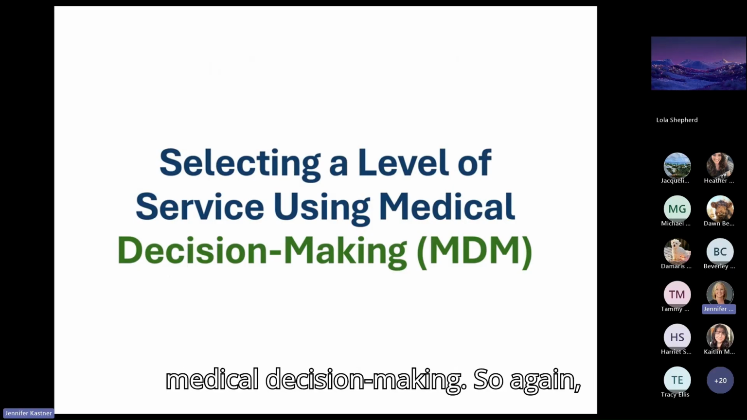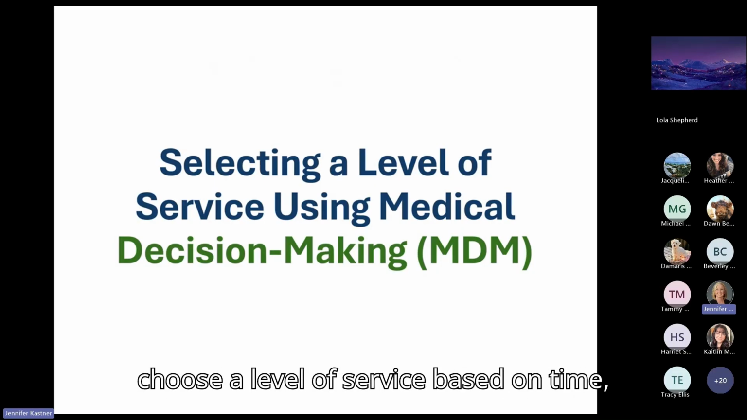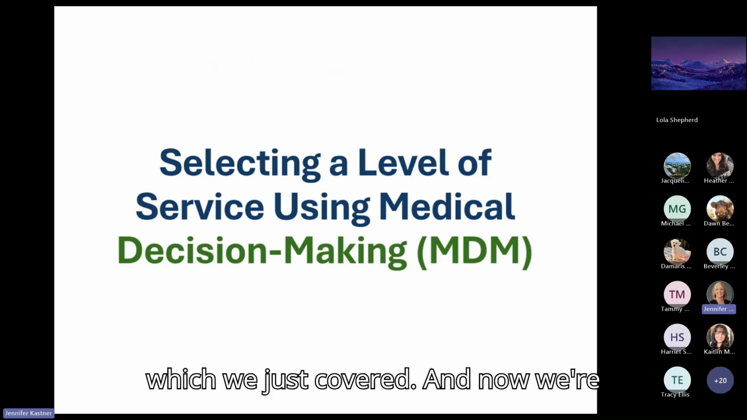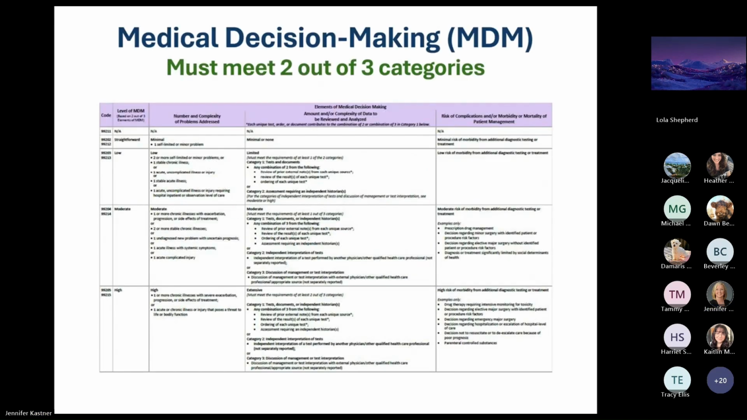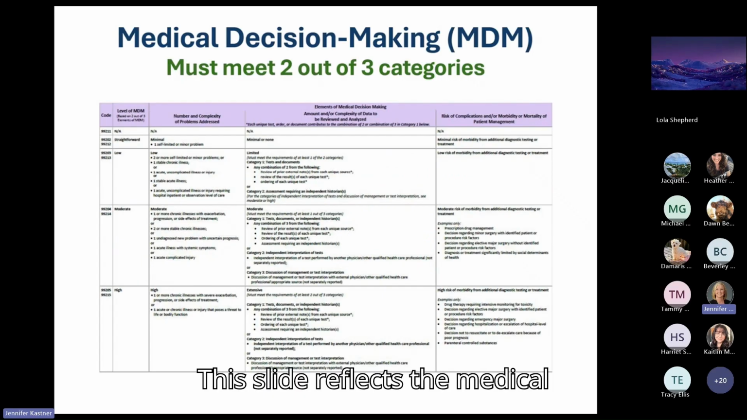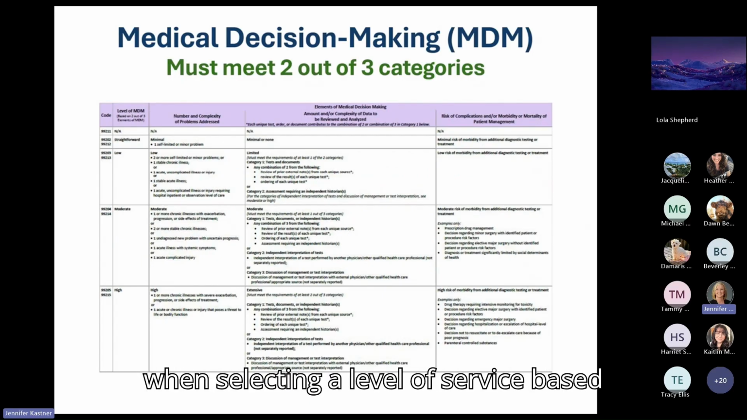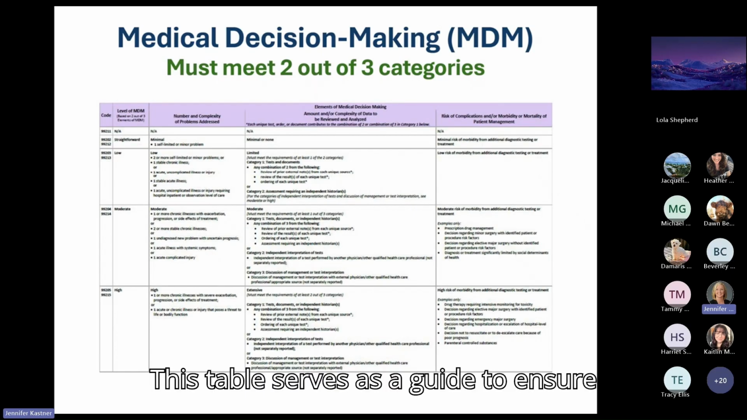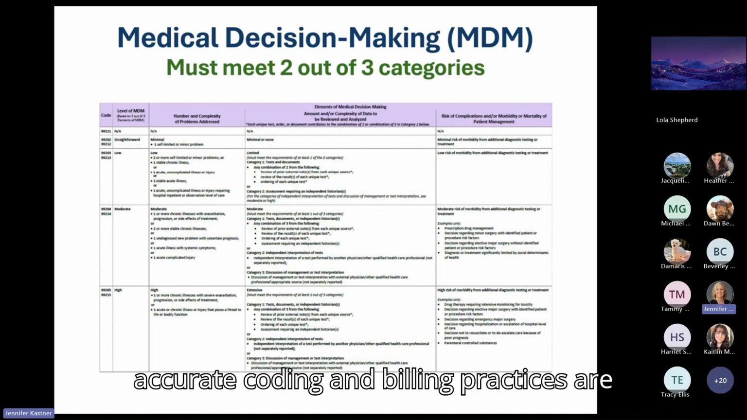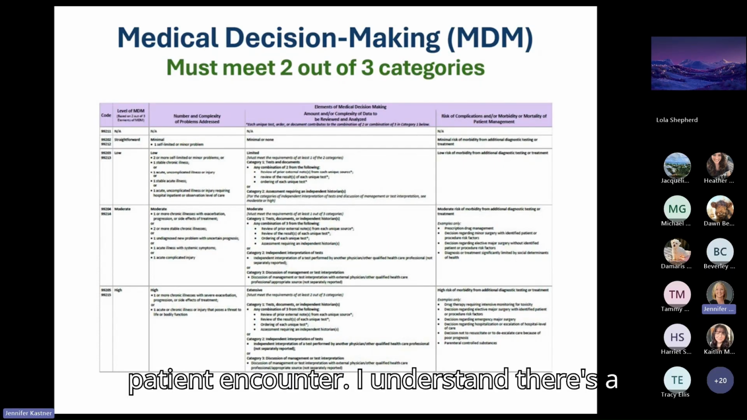Now we're looking at medical decision making. So again, providers have a choice. They could choose a level of service based on time, which we just covered. And now we're putting our attention to the medical decision making. This slide reflects the medical decision making table that should be used when selecting a level of service based on medical decision making criteria. This table serves as a guide to ensure accurate coding and billing practices are aligned with the complexity of the patient encounter.